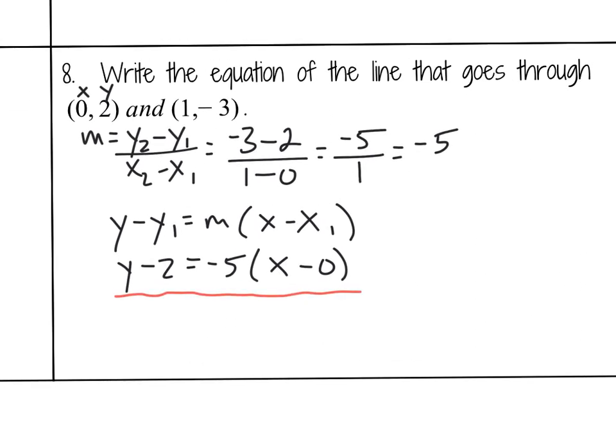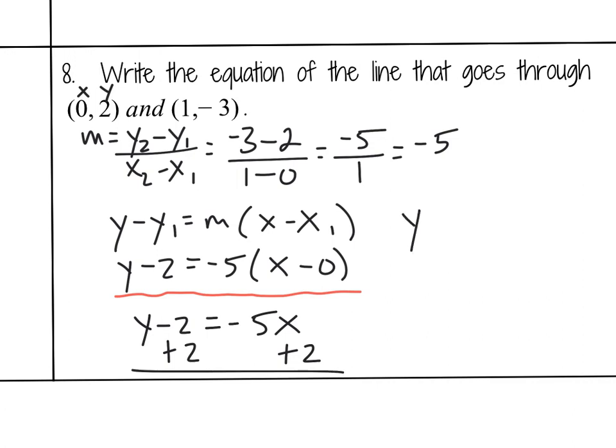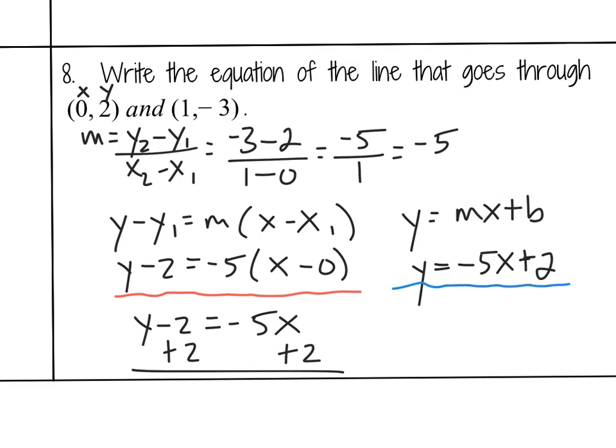Now, most of you will probably wind up continuing on to solve this for y, so that we have slope-intercept form. Adding 2 to both sides will give me my slope-intercept form, which remember is y equals mx plus b, and it is y equal to negative 5x plus 2. And so that is also an acceptable answer.